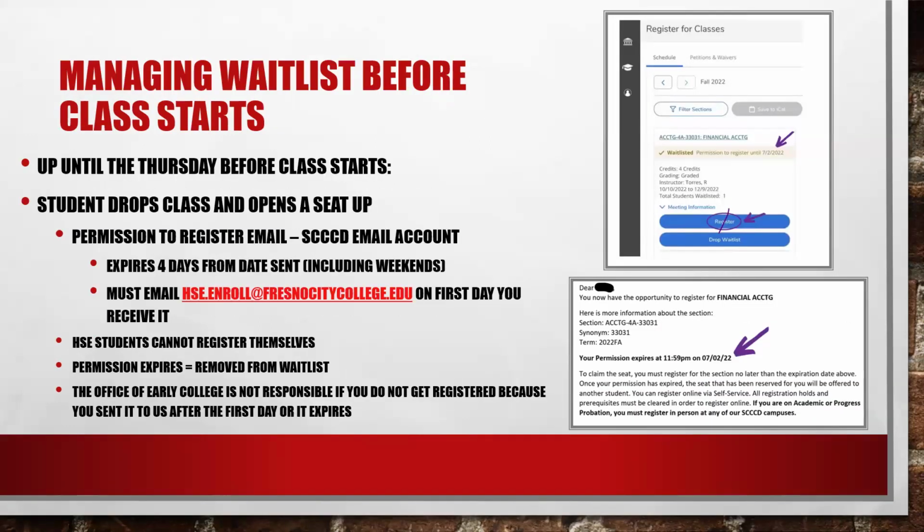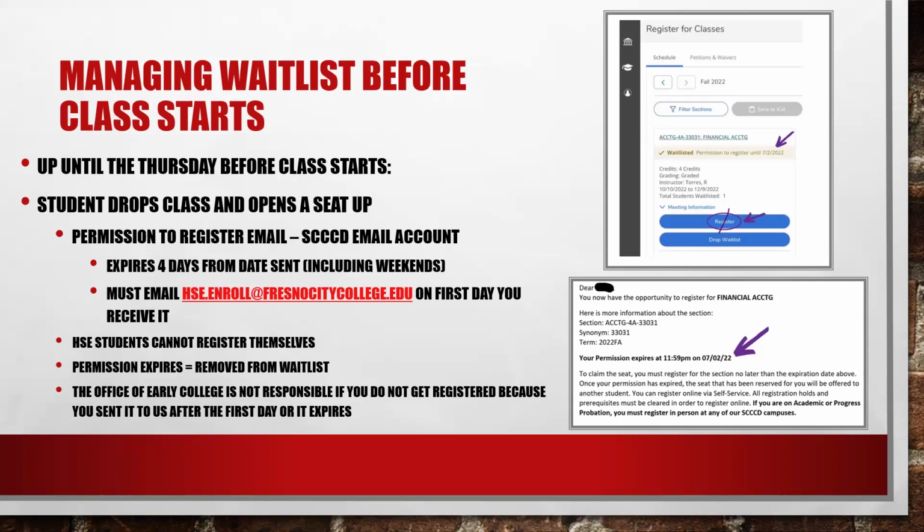Managing your wait list before class starts. Up until the Thursday before class starts, if a student drops out of the class and a seat opens up, then that seat is going to be offered to the next person on the wait list. The system will send out an automatic permission to register email to your state center student email account. That permission to register expires after 4 days from the date it's sent, and that includes weekends.